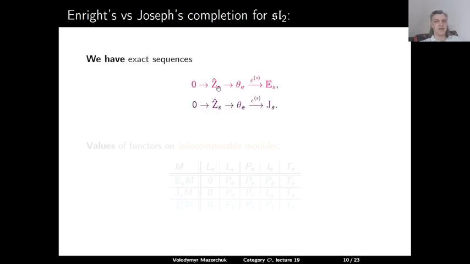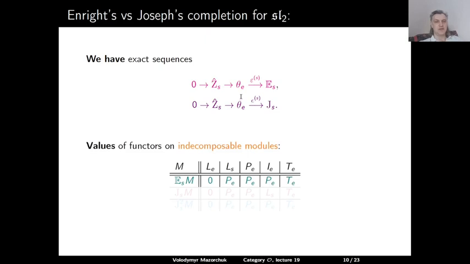With this example at hand, we can now explicitly compare Joseph's and Enright's completion for SL2. First of all, in both cases, we have an exact sequence: the dual Zuckerman functor Ẑ_S is a subfunctor of the identity, and this maps to both Enright's completion E_S and Joseph's completion J_S. And here are the values of these two functors on indecomposable modules. Enright's completion sends L_E to 0, L_S and P_E to P_E, I_E to P_E, and T_E to T_E. Joseph's completion sends L_E to 0, L_S and P_E to P_E, I_E to L_S, and T_E to T_E.